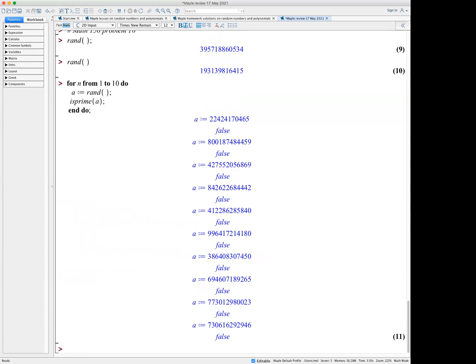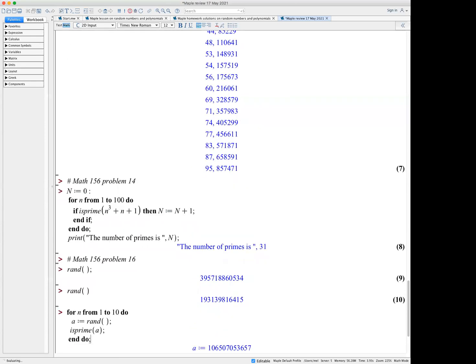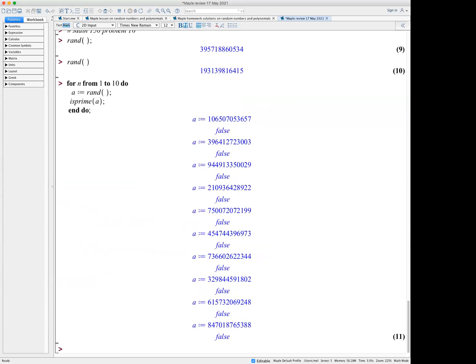So there we are. For each of these numbers, false. All of these happen to be not prime. And you'll notice if I do it again, I'll get a different list because it's generating a random number every time. Looks like it's hard to get a prime. Let me do it again. Again, 10 random numbers and none of them is a prime.